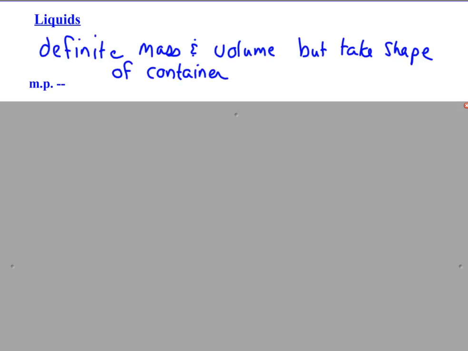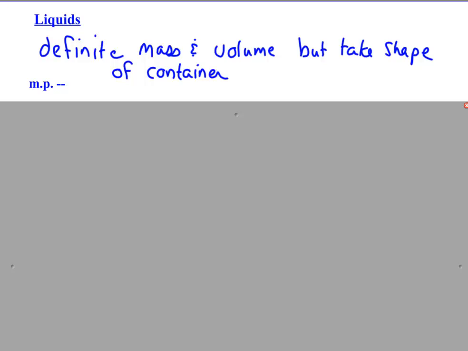This is a chapter again about liquids and solids, so we're going to take a look at liquids first. Definition of a liquid: liquids have a definite mass, liquids have a definite volume, but they take the shape of their container. When we're looking at liquids and going from liquids to solids or from liquids to gases, we're going through a phase change.